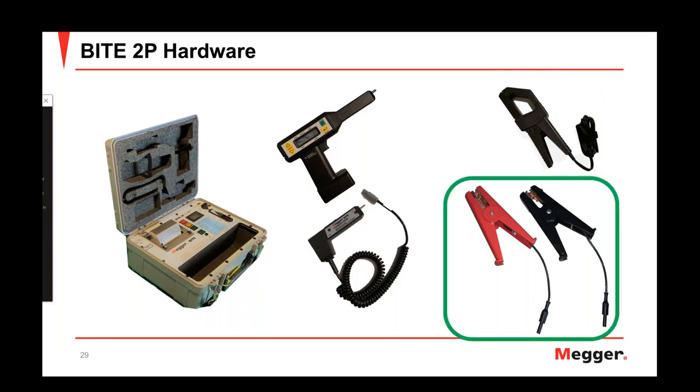And lastly, we have the red and black current injection clamps, and they're connected to the transmitter unit and then applied to the battery string to inject current that's being supplied by the transmitter.